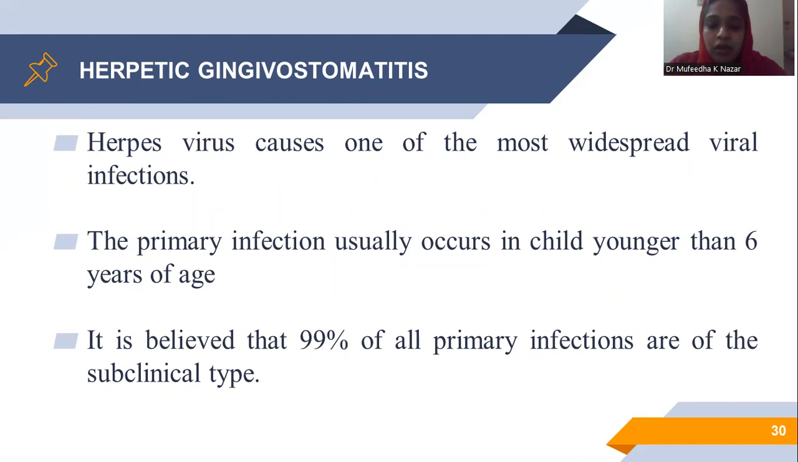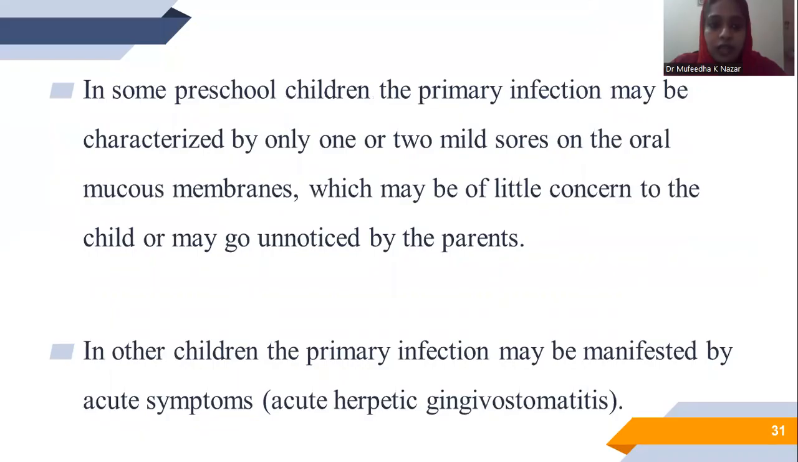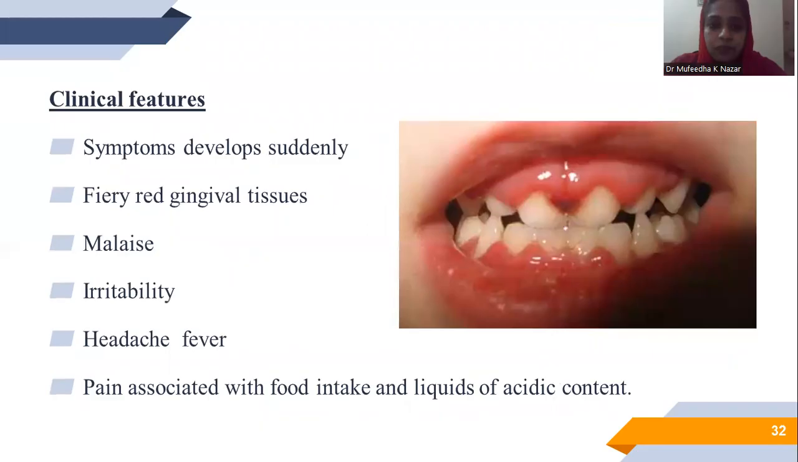Usually, the primary infection with herpes simplex virus occurs in children younger than 6 years of age, and it is believed that 99% of all the primary infections are of subclinical type. And in some preschool children, this primary infection can be characterized by 1 or 2 mild sores in the oral mucous membranes. In other children, the primary infection can be manifested with acute symptoms, and it is known as acute herpetic gingivostomatitis.